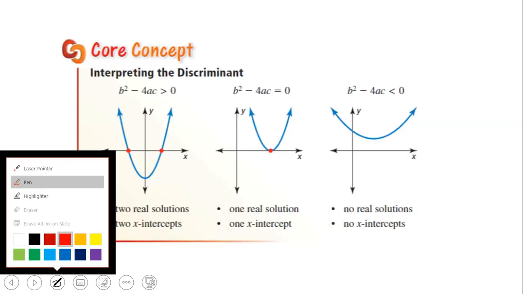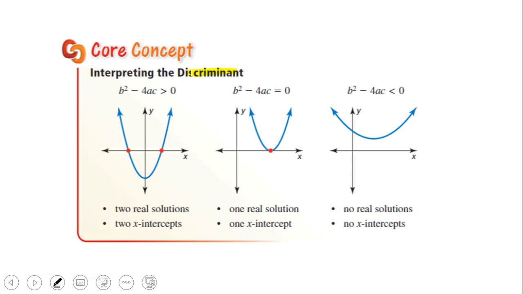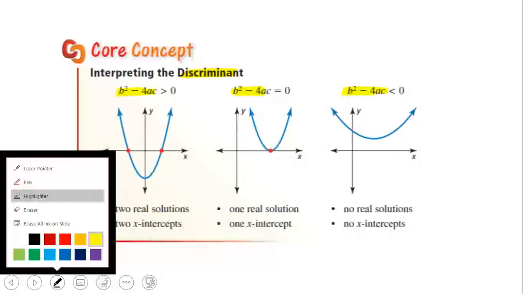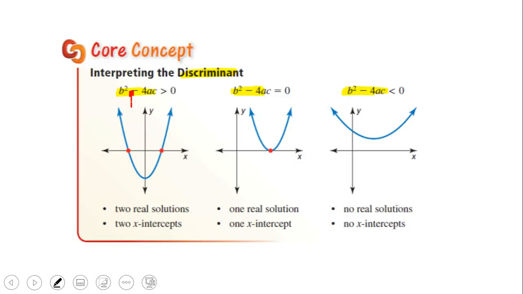We have this thing that's called a discriminant. The discriminant is just the b squared minus 4ac part. And by just looking at that part, we can determine a bunch of different things. We can determine the number of solutions or x-intercepts that a graph or a quadratic function has. If your b squared minus 4ac is positive, then your quadratic equation or function will have two real solutions and will have two x-intercepts.